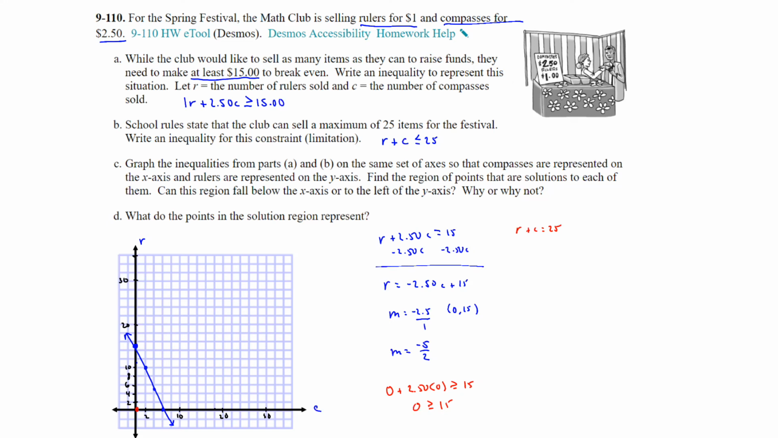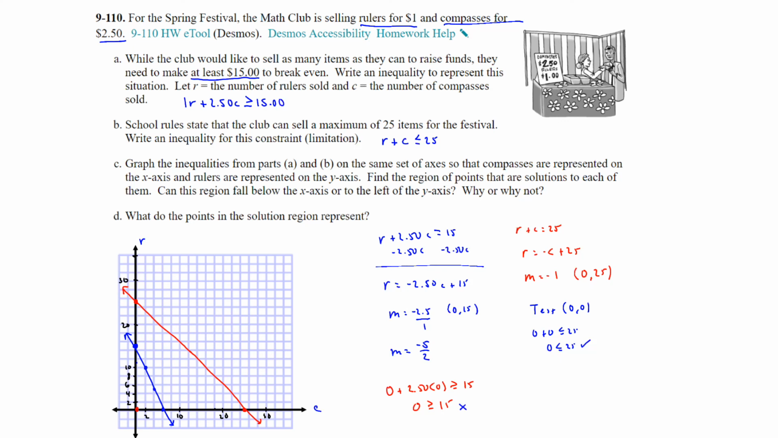Now, on the next one, r plus c is equal to 25. Once again, if we solve for r, we're going to subtract c, and then we will graph this boundary line by knowing that the slope is negative 1 and the y-intercept is 25. And so I've graphed the line. The x and y-intercept both are at 25, and if I test a point on this one, I can test once again 0, 0. So is 0 plus 0 going to be less than or equal to 25? Yes, that is true, whereas this one is not. So with the red line, we would shade in the direction of 0.